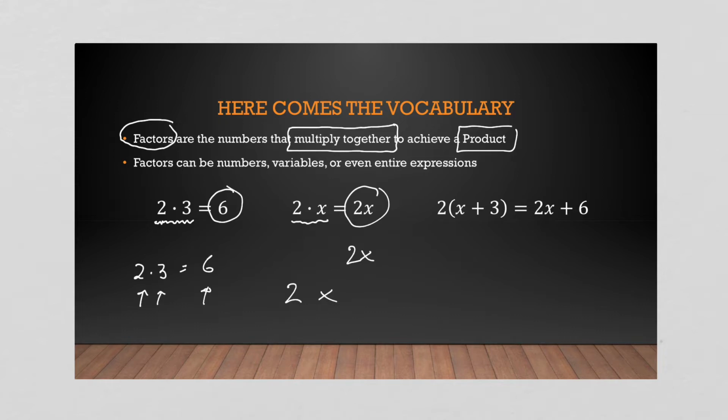And then you can see here, even entire expressions. So in this case, the 2 is outside the bracket. So what that means is 2 times this whole thing here. And since it's multiplication, it means 2 is a factor. And yeah, this whole expression x plus 3 is a factor.